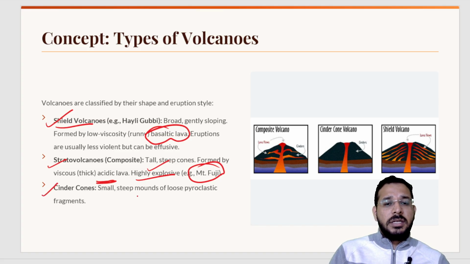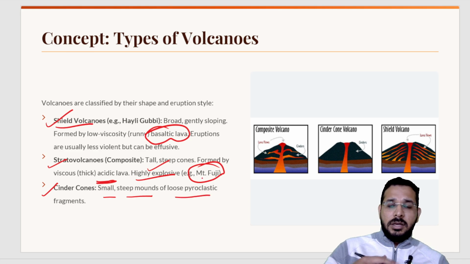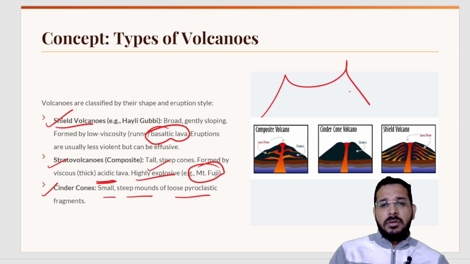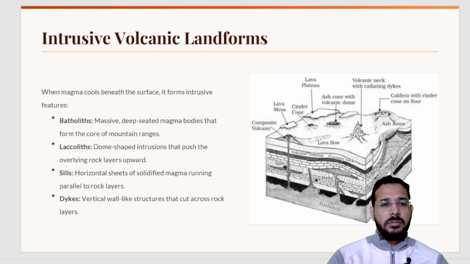Then we also have cinder cones, which are small steep mounds of loose pyroclastic material. Small cones which are like this, which are called cinder cones. So our Hayli Gubbi is a shield volcano, but because of the very long time it did not erupt, the vent got blocked, because of which there was explosive eruption. Otherwise, shield volcanoes which regularly erupt, they are not explosive. So that you have to know.